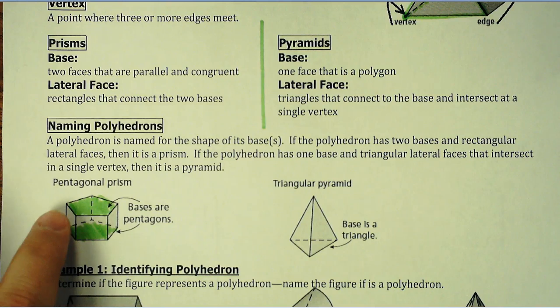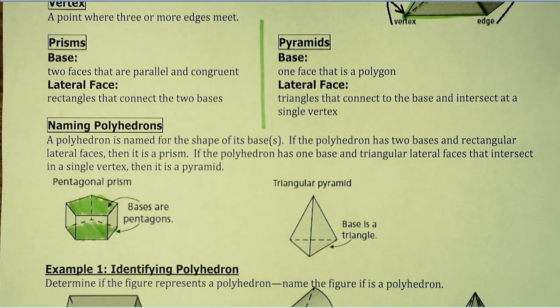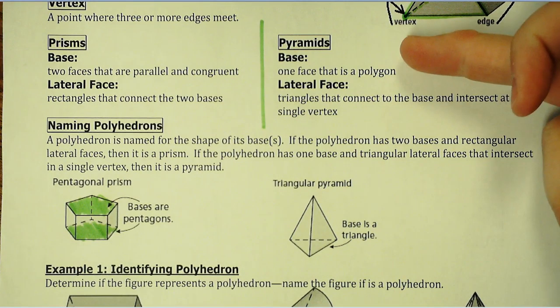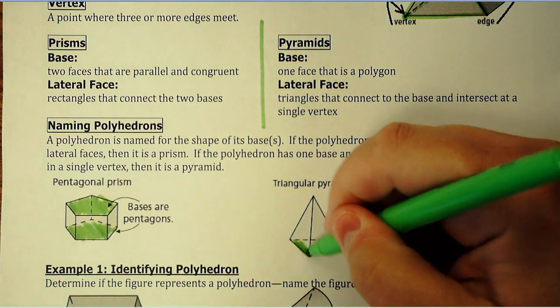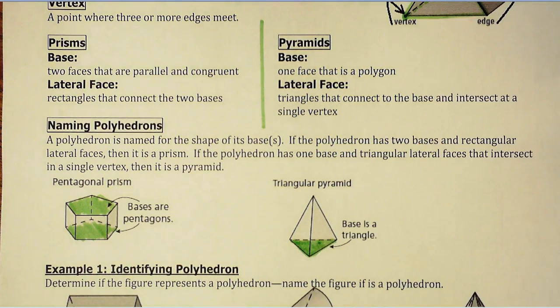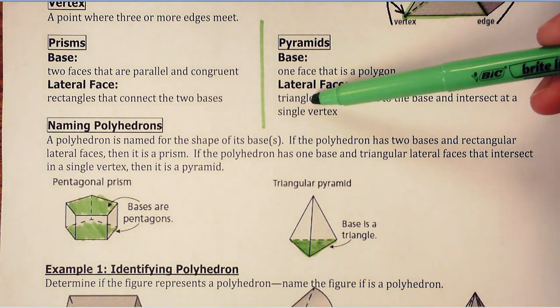So the rectangles are what we call the lateral faces, and then the pentagons are what we call the base. Now, for pyramids, you only have one base. So in this example here, this is the base. And then all the other faces are going to be triangles when you have a pyramid.